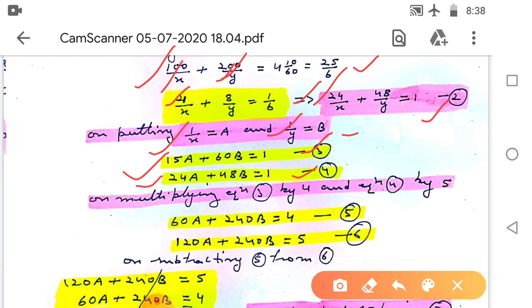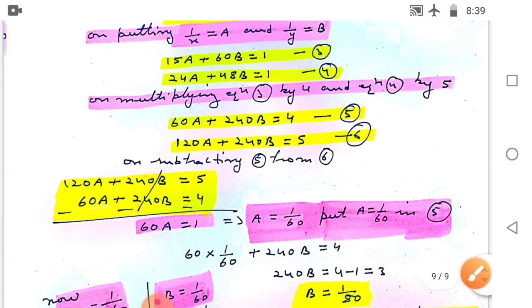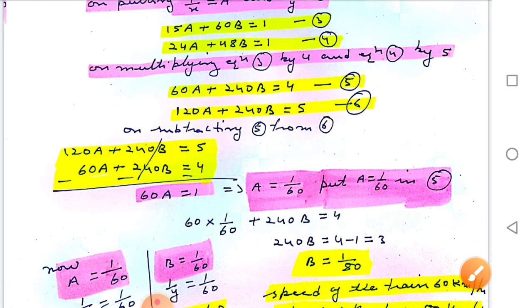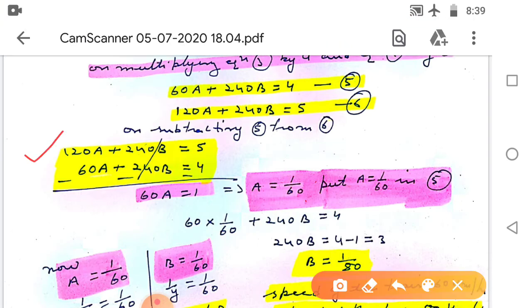Clear? Now on multiplying equation 3 by 4 and equation 4 by 5, here it is 60a plus 240b is equal to 4 and 120a plus 240b is equal to 5. This is equating the coefficients. We are making the coefficient of b the same, 240 and 240 here, and now subtracting equation 5 from equation 6, right? So 120a plus 240b is equal to 5, and we need to subtract equation 5 from this.